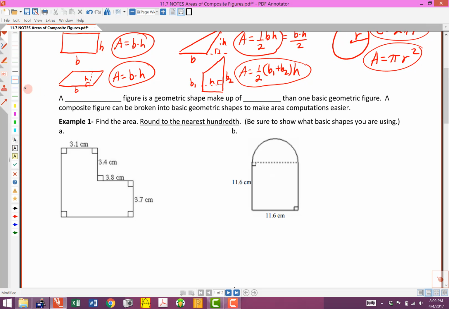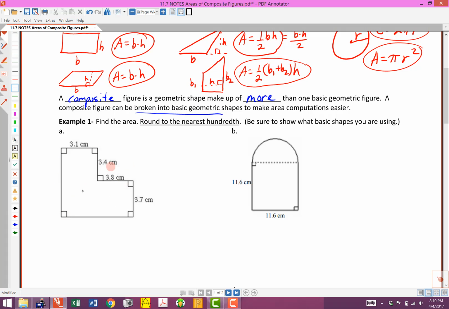So a composite figure, I'm going to change colors here. A composite figure is a geometric shape made up of more than one basic geometric figure or one basic geometric shape. And the cool thing about a composite figure is it can be broken into basic geometric shapes to make the area computations easier. So we're going to break these into basic geometric shapes.